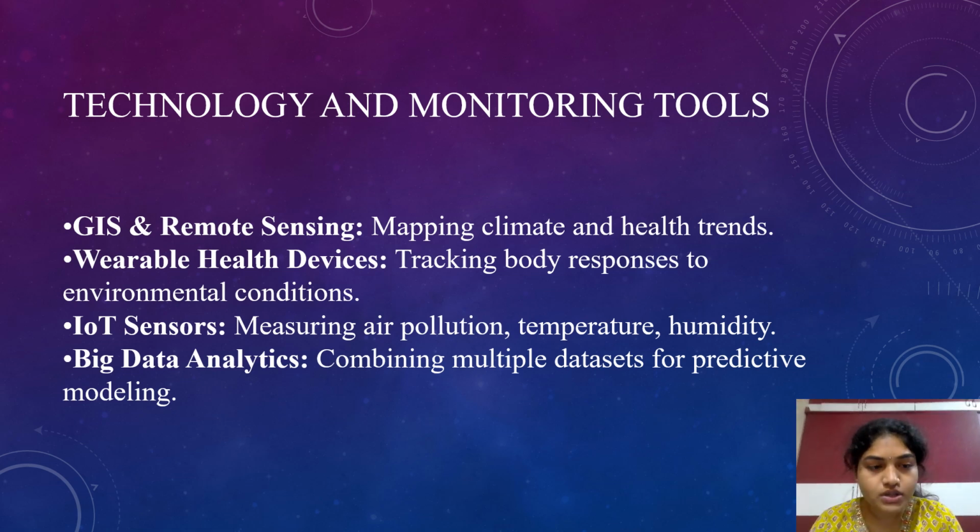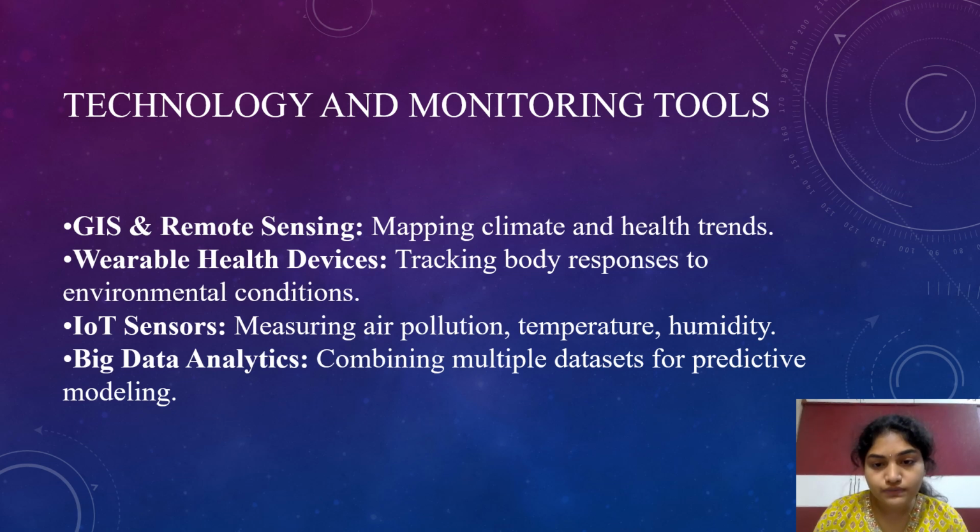Technology and monitoring tools like GIS and remote sensing, which are used for mapping the climate and health trends. Wearable health devices for tracking body responses to the environmental changes. Nowadays, everybody is using health devices such as smartwatches, which track the body responses such as heartbeat, BP, etc. These are used to track the body responses immediately to the external conditions of the environment. It even lessens the number of risks and gives warning signals. IoT sensors, which measure the air pollution, temperature, and humidity. Big data analytics, combining multiple data sets for predictive modeling.